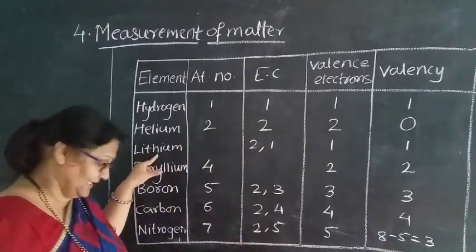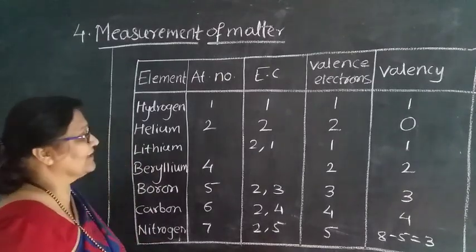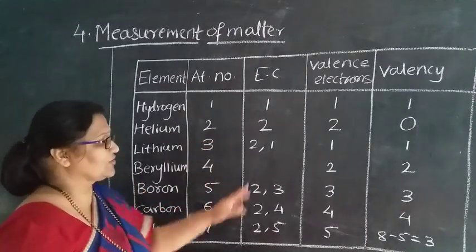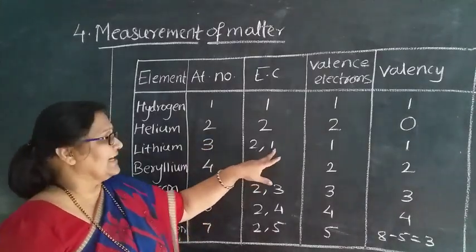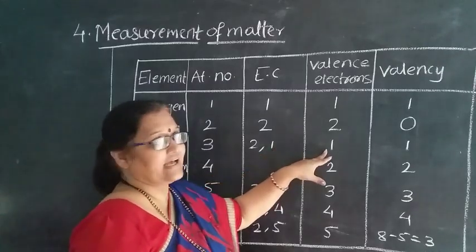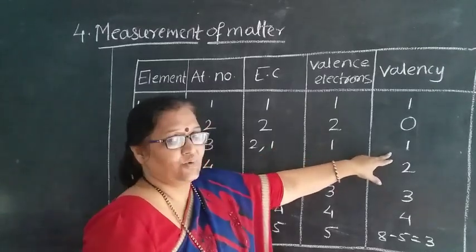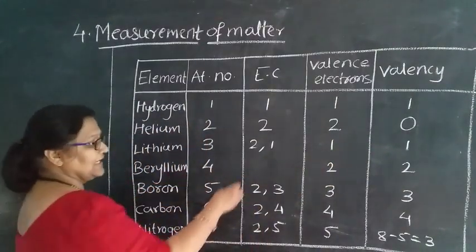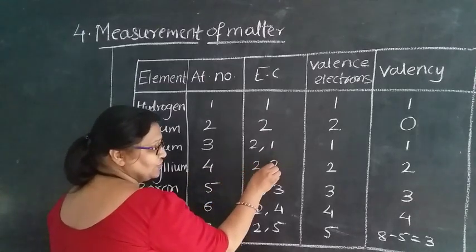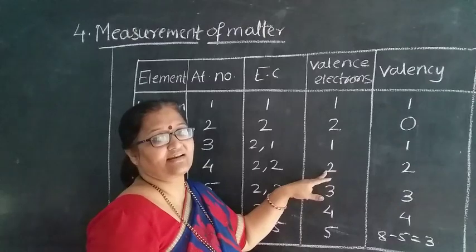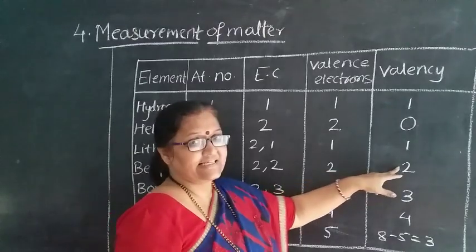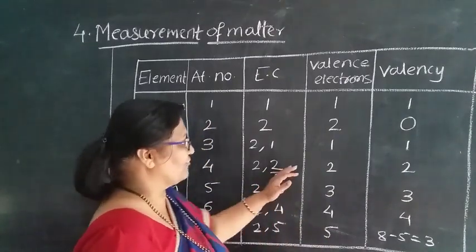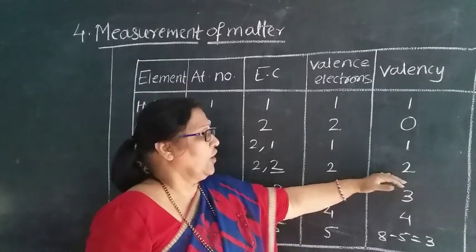Next comes lithium. The atomic number is 3. So electronic configuration is 2 and 1, valence electrons are 1, so valency is 1. Next comes beryllium. Atomic number is 4, so electronic configuration is 2, 2. Therefore the valence electrons are 2 and valency is 2, because in the outermost orbit there are 2 electrons.